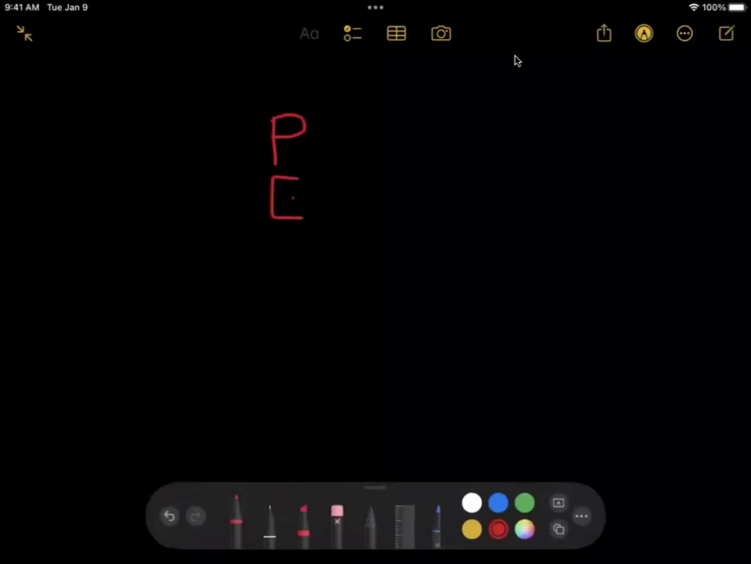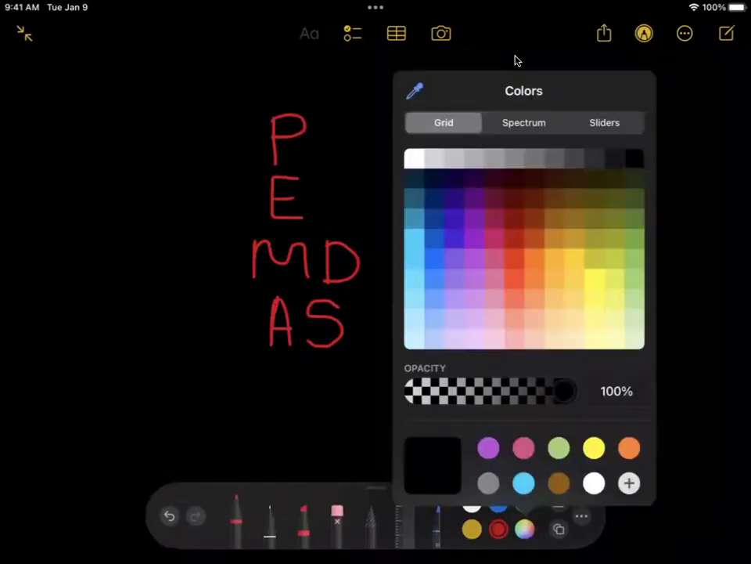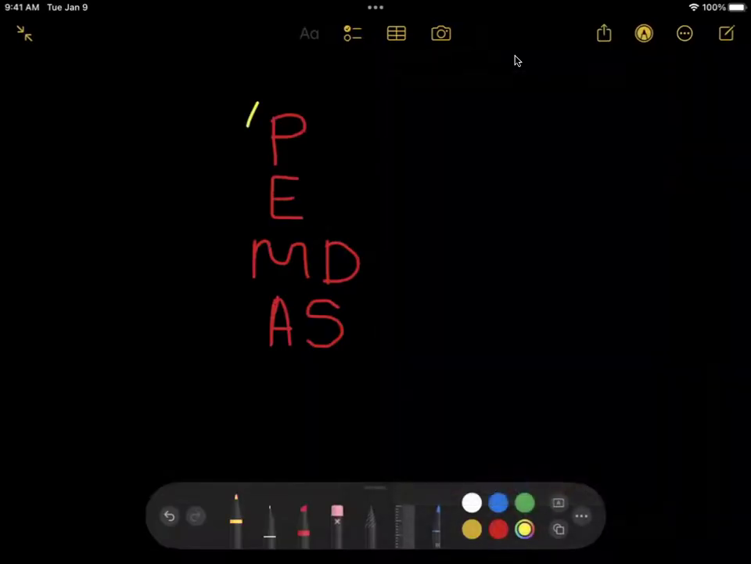P, E, M, D, A, S, also pronounced as PEMDAS. I've also seen it written as GEMDAS with a G in the front, and that's okay as well. So let's talk about what each of these letters stands for. P is for parentheses.